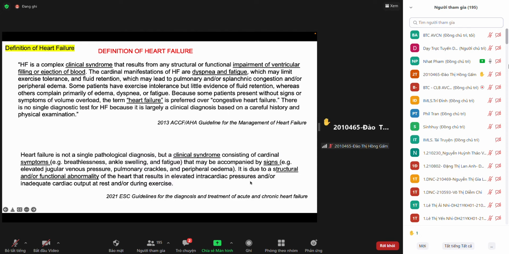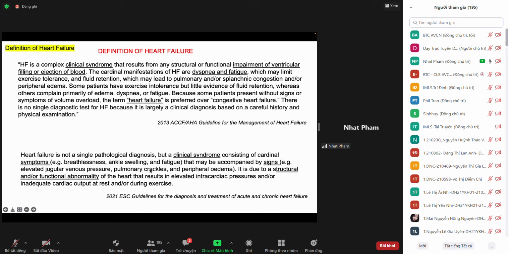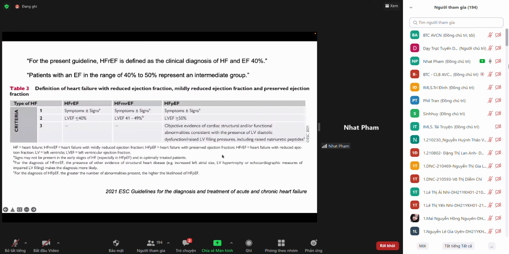As Hồng Gum said, a symptom is from over here. The patient complains about ankle swelling, fatigue. What I'm going to talk about today is something like what we record when we listen to a patient's lungs, or peripheral edema. Okay, so the next thing we're going to talk about is the classification of heart failure.